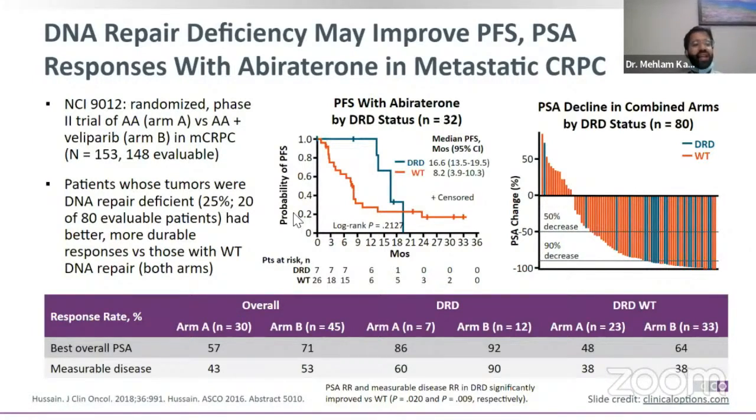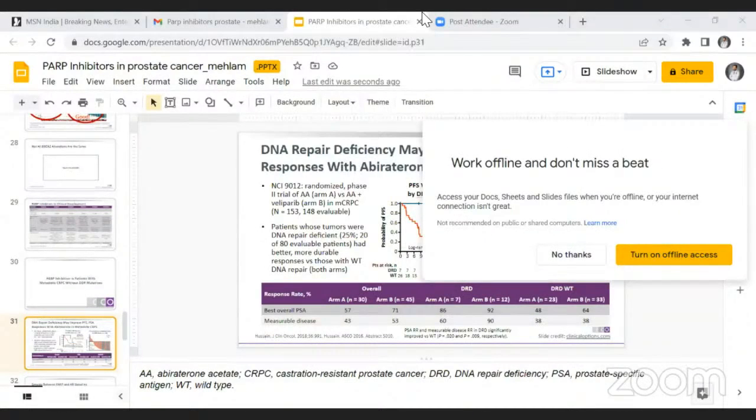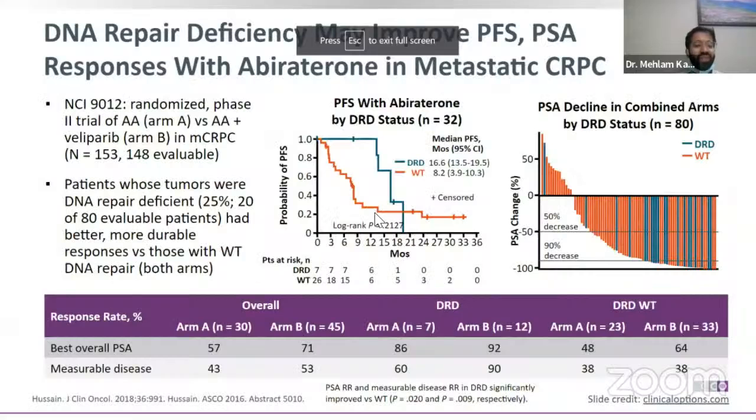So this NCI 9012 study was one of the studies where patients with tumors with DNA repair deficiency had better, more durable responses than those with wild type DNA repair.